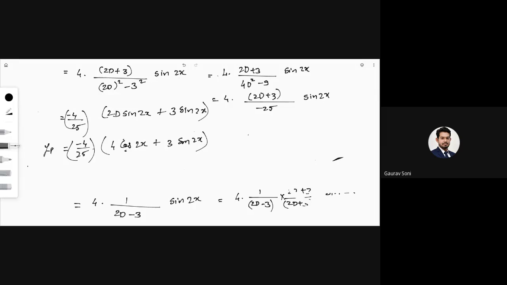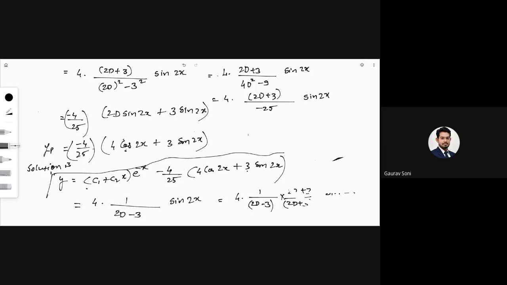This is your yp, and the solution is y is equal to c1 plus c2x e to the power minus x minus 4 by 25 (4 cos 2x plus 3 sin 2x). This is your final solution. So whenever there is a question which says solve the given differential equation, you will have to find yc, you will have to find yp separately, and at the end you will have to add them.